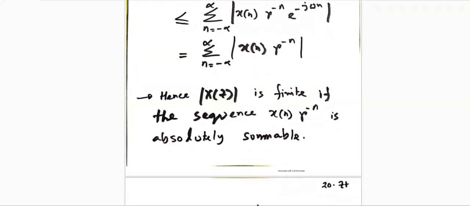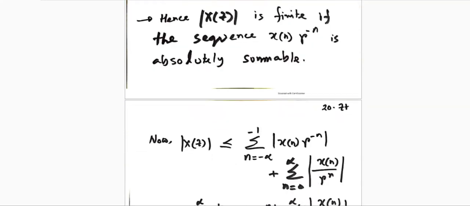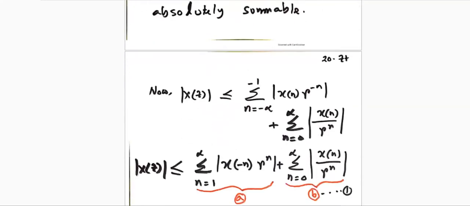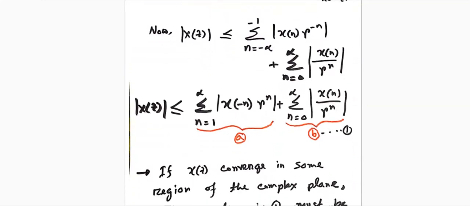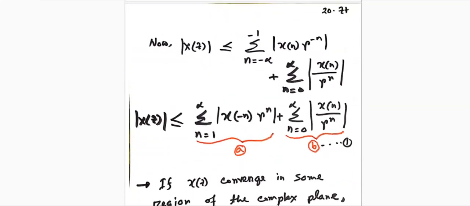So we need to think that this part should be summable, and that means that it should be less than infinity for any sort of sequence. Again, the whole function can be divided in two parts, as we have mentioned earlier, that is from minus infinity to minus 1 and from 0 to infinity.